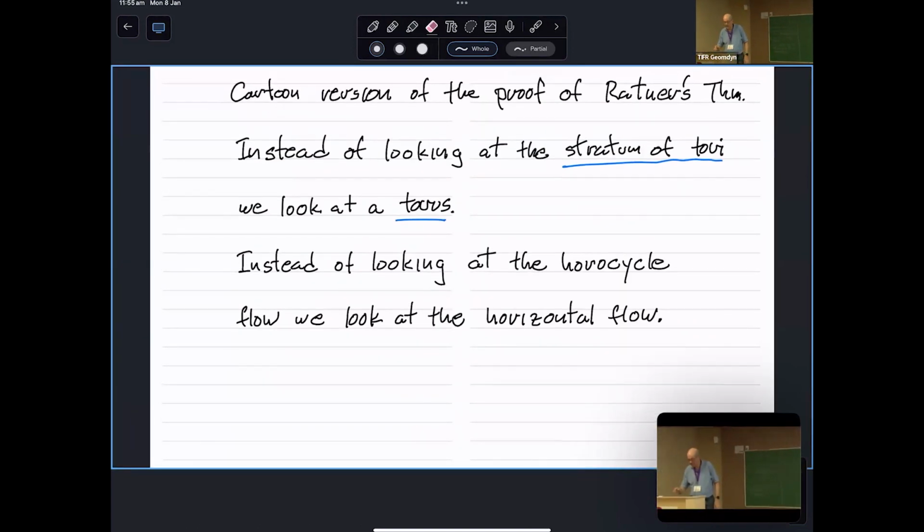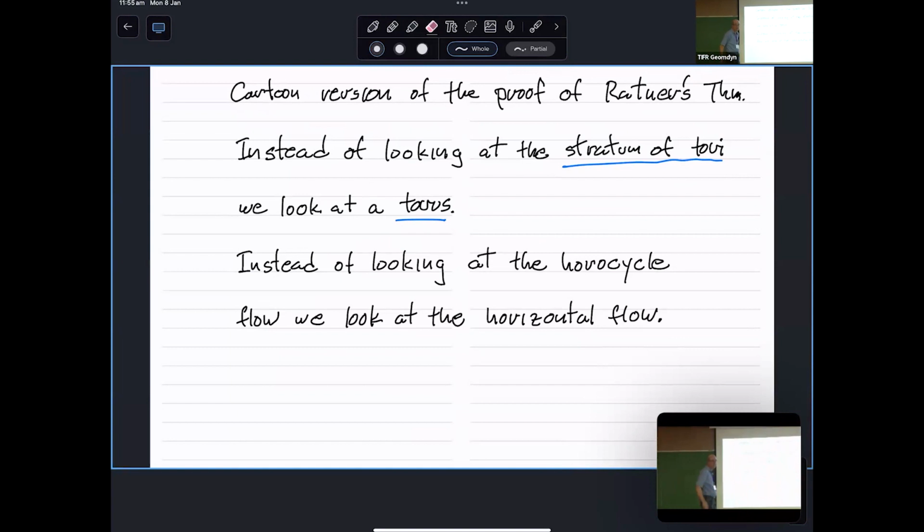Okay. Now, some of you know the proof of Ratner's theorem already, but many of you don't. So for those of you who don't know the proof, I'm bringing you what we used to call the classic comics version of the proof. So this is maybe my cartoon version of the proof of Ratner's theorem. Instead of looking at the stratum of tori, I want to look at a single torus. And instead of looking at the horocycle flow on this stratum, I want to look at the horizontal flow on my single torus.